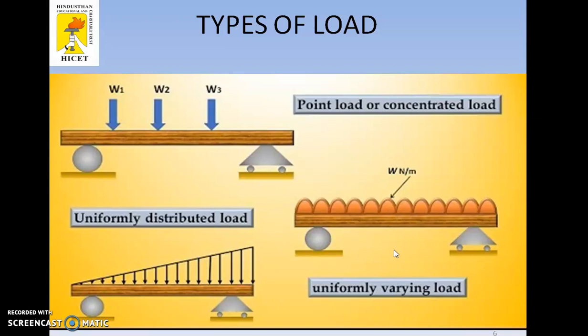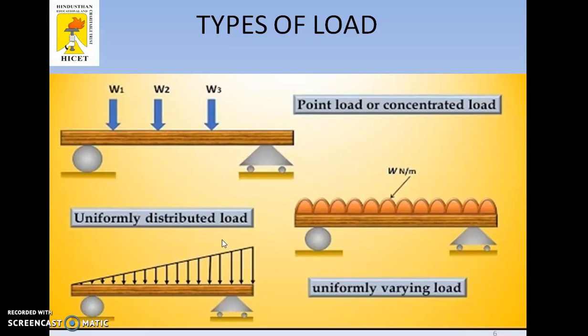So what is the total length? The total is L. So W into L is the total weight. This weight is acting at the center of the length. So where is it acting, vertically downward? It is at L by 2, from here to L by 2, or from here to L by 2. So we have to convert the UDL into a point load.